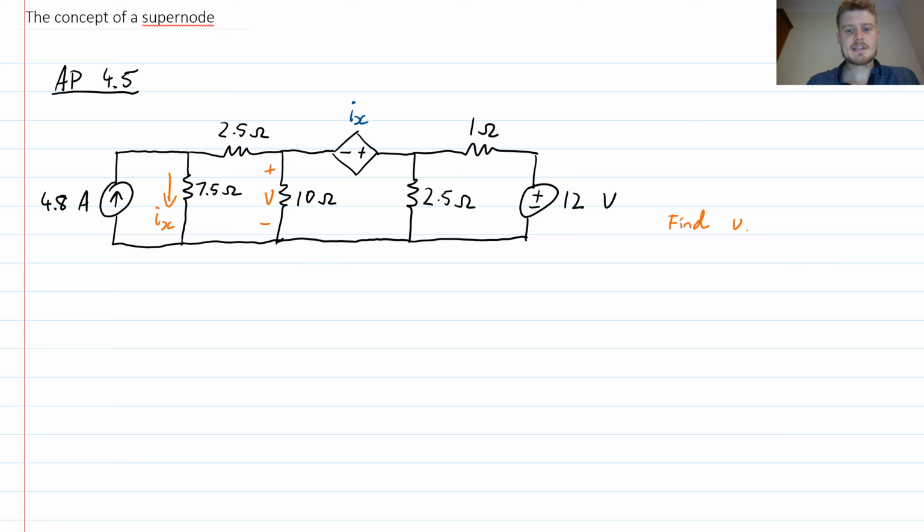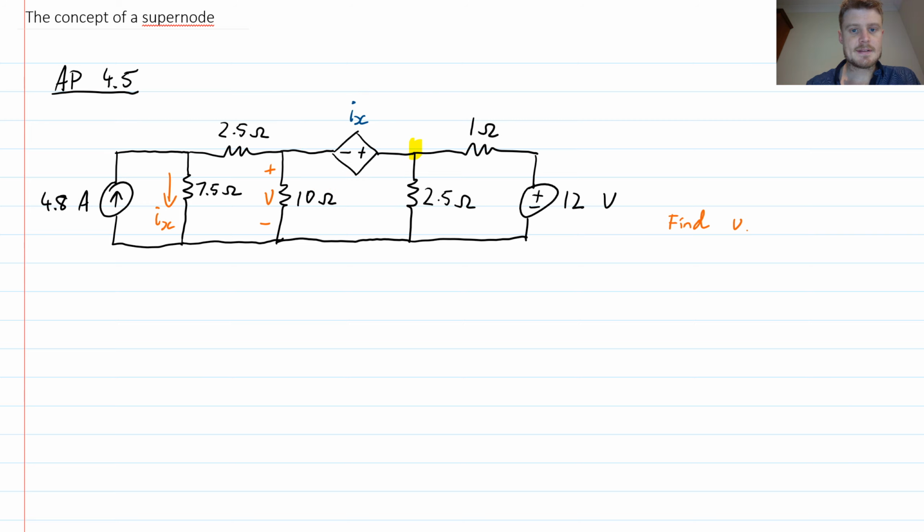This one here is assessment problem 4.5 from the textbook, and we are asked to solve for the voltage V across the 10 ohm resistor. In particular, in this circuit there is a current controlled voltage source. The voltage source that connects these two nodes is dependent upon the current Ix, which is the current that flows through the 7.5 ohm resistor over here.